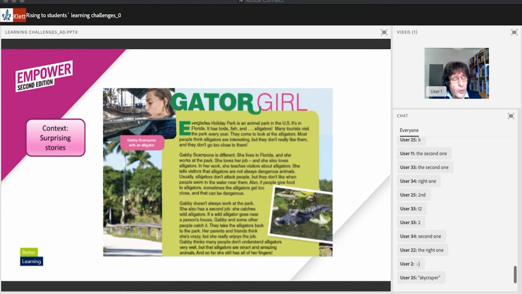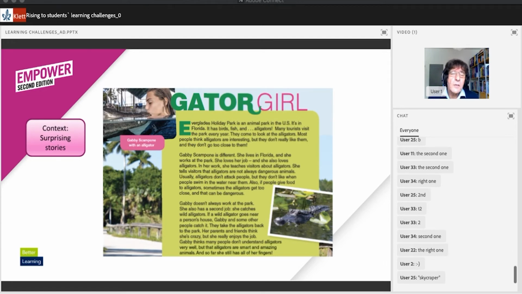And a final example of a surprising story. This is about somebody called a Gator Girl, which you can probably guess is about a girl who works in a holiday park in Florida, and her job is to look after alligators, to work with alligators, and as you can see, she gets into the pool with alligators. Okay, it's a text about jobs, but again, it's something that will arouse learners' curiosity, and you immediately want to know why does she do this job? What does she think of it? Is it dangerous? And so on.